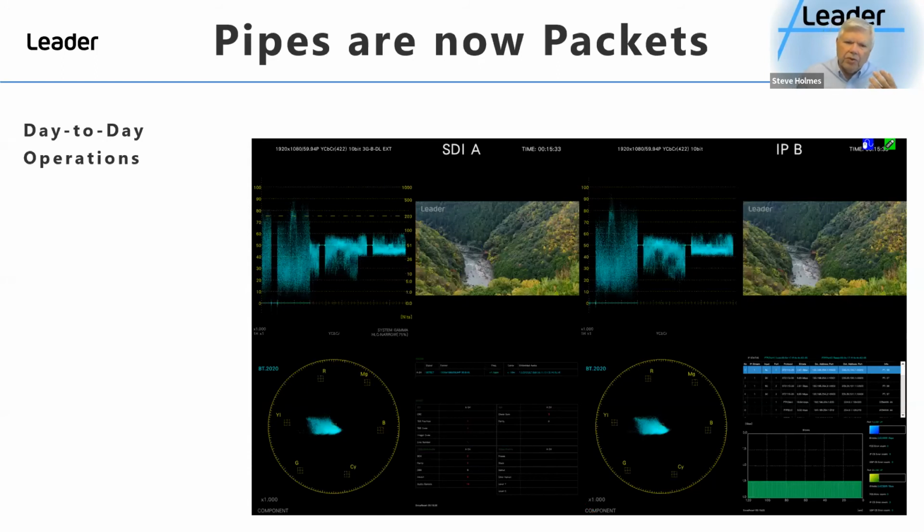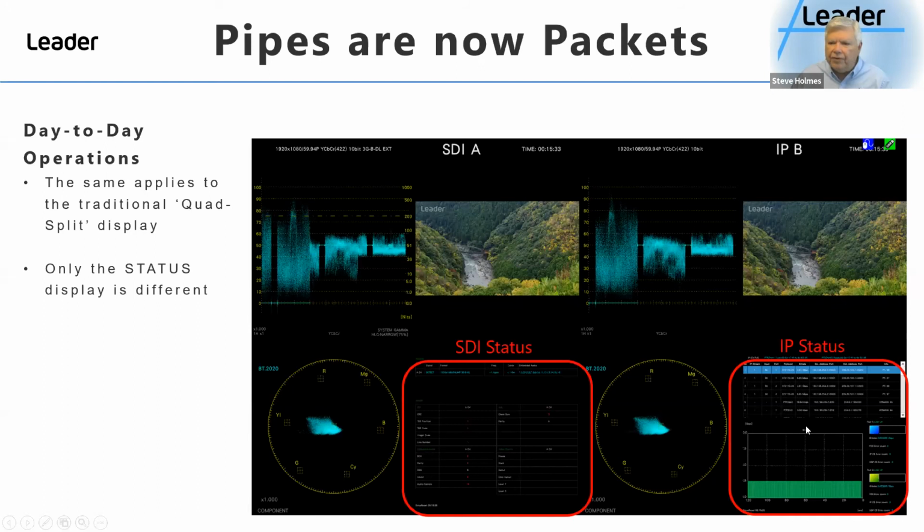Also, we can turn around and put up a conventional quad display, but kind of on steroids, if you will, where I can see my video, my vector scope, picture, and status for my SDI. I can see my waveform, picture, vector scope, and status now for my IP layer, and actually see the differences between what I'd be looking at in SDI and IP of the same exact feed coming into a gateway, coming out of a gateway.